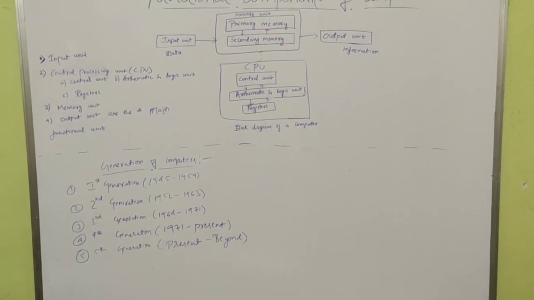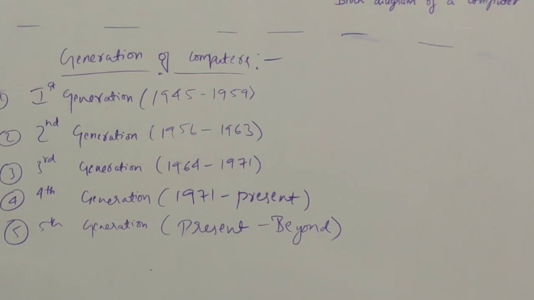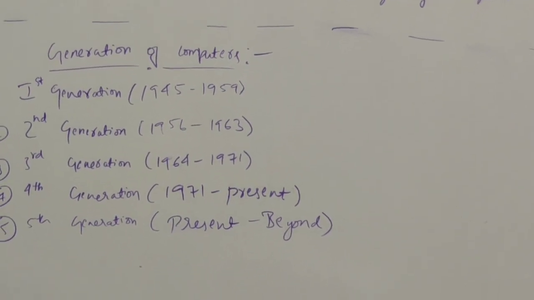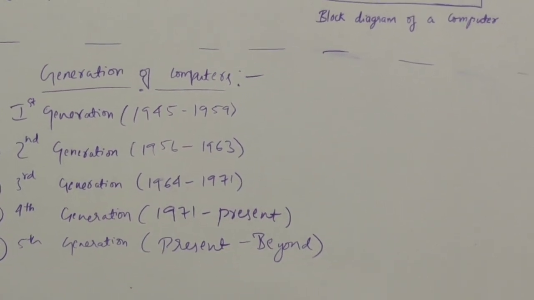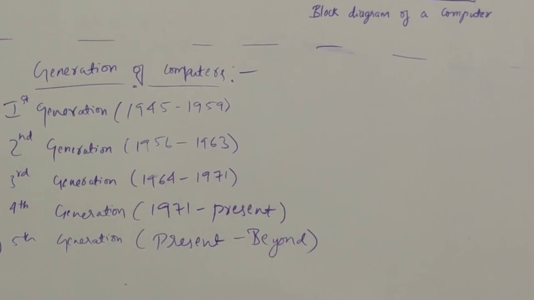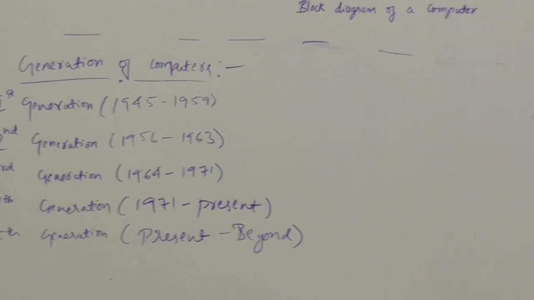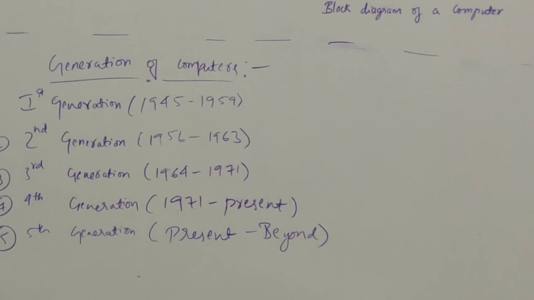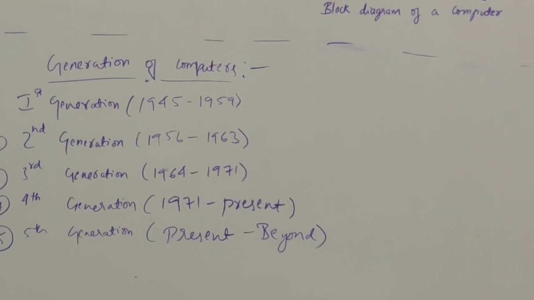Next comes the generation of computers. First generation of computers, that is 1945 to 1959. These were developed after 1946 to 59 and were built with vacuum tubes. Their speed was 10 to the power of -3 seconds. They had mainly limited primary memory and used magnetic drums as secondary storage devices. They used punched cards and magnetic tapes here for input and output operations.